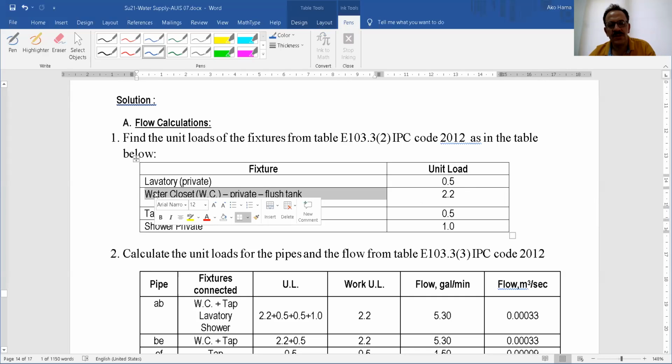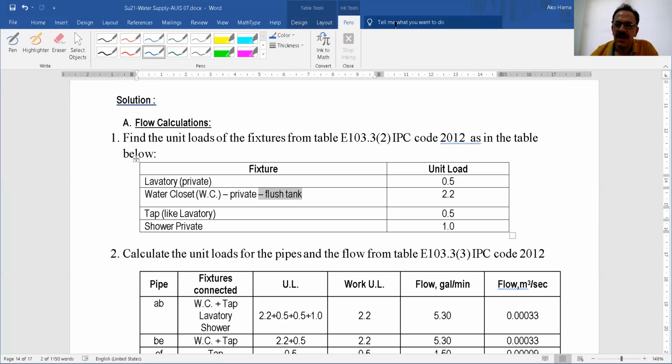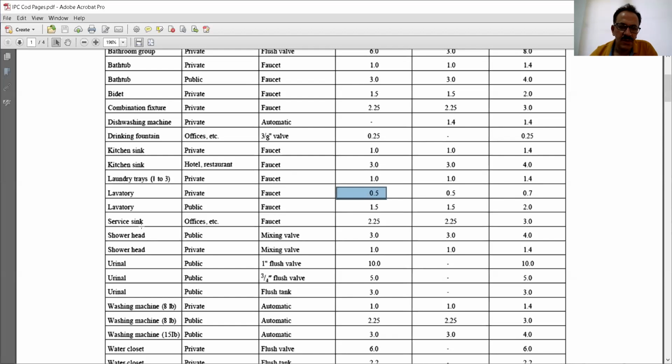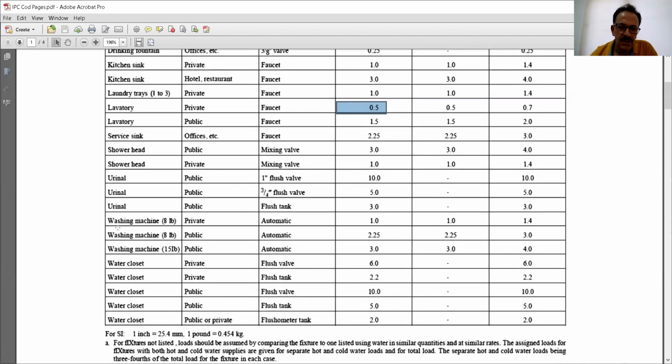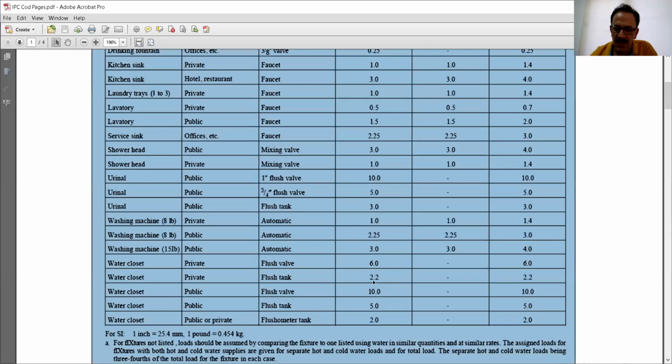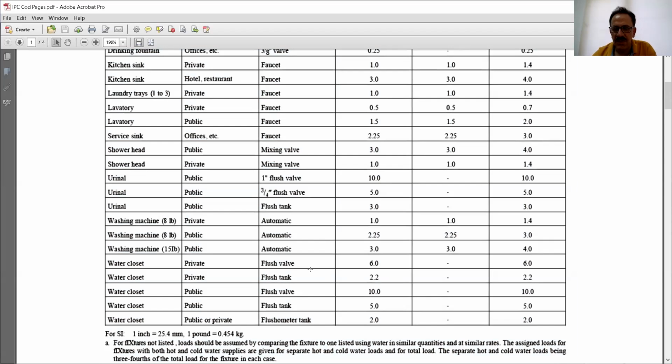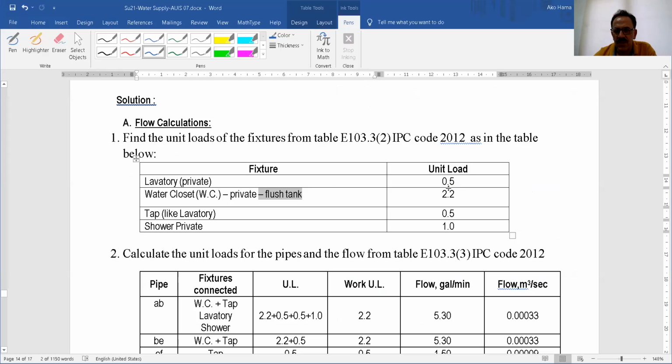For the water closet, we said that this is a flush tank. It means there is a tank here and it's 2.2. So lavatory water closet, yeah, this is water closet private flush tank. This is for the flush tank, it needs 2.2. It's not a flush valve, it's 2.2 unit load. So after that, I added another 2.2.